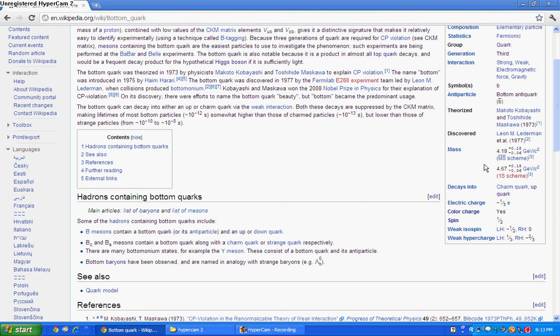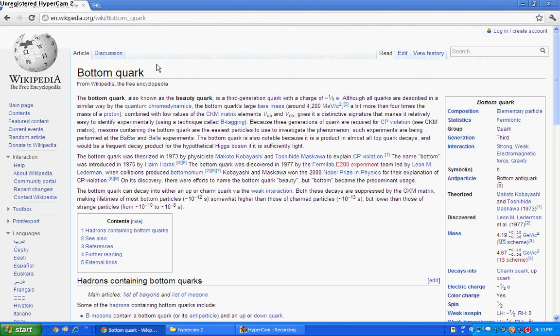That's why it's a fermion. Like I said, not a boson. All quarks are fermions.